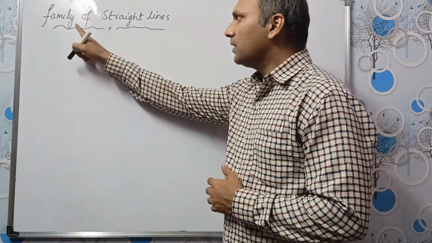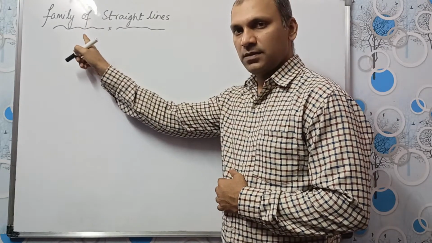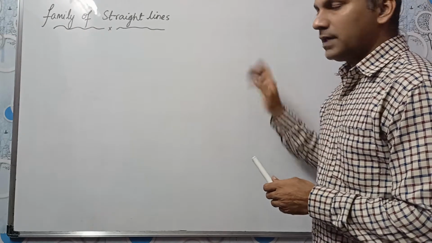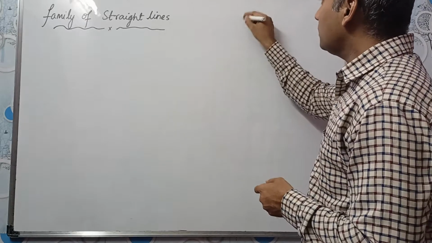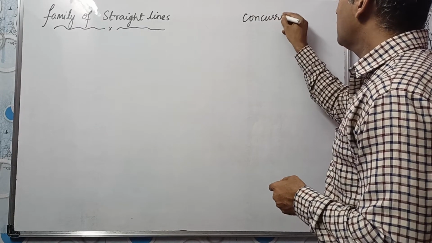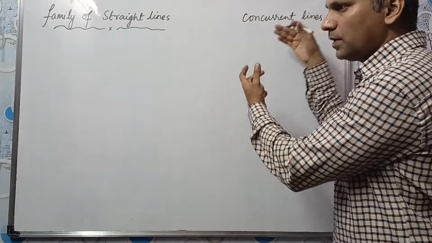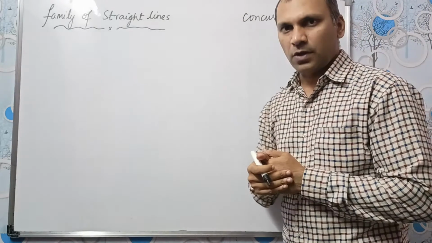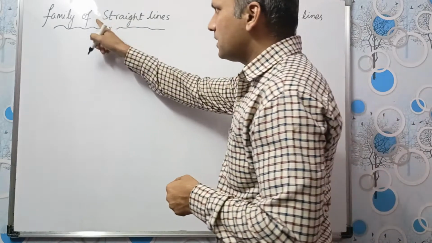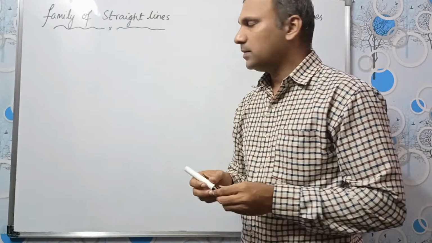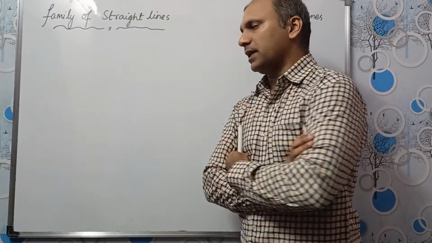In this video we will learn about family of straight lines and concurrent lines, conditions for 3 lines or 4 lines or 5 lines to be concurrent. First, let us learn about family of straight lines. What do we mean by family of straight lines?